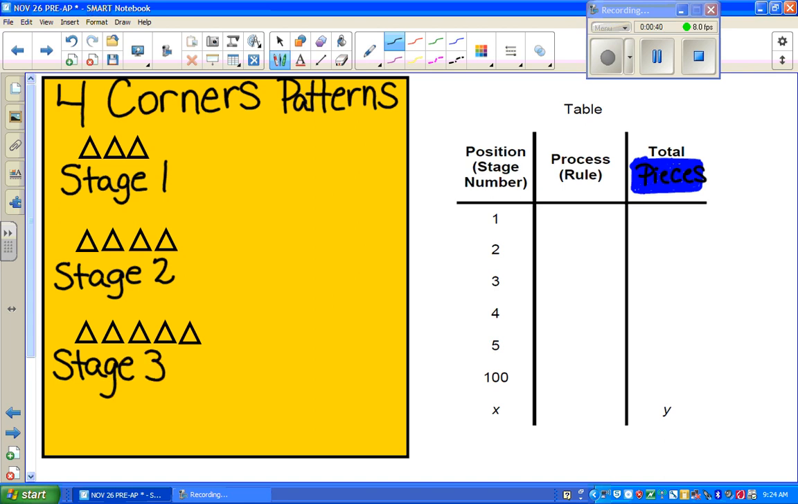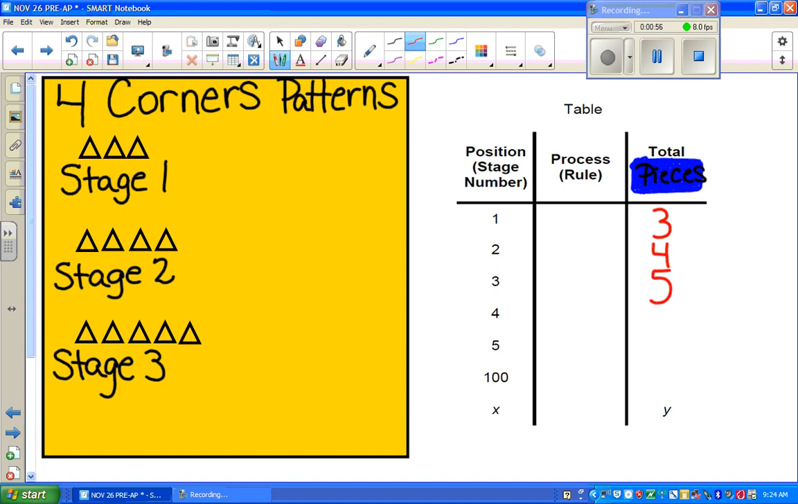So now we're going to go over to our table and fill it in. Stage 1, how many triangles did we say we had? We have 3 total pieces there. Stage 2, we have 4 pieces. And in stage 3, we have 5 pieces.